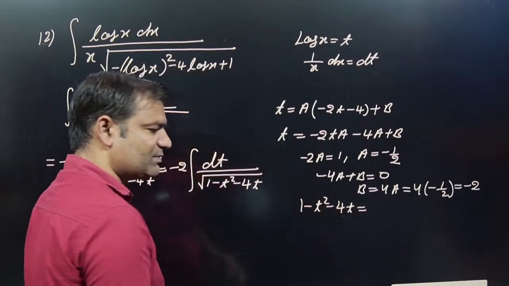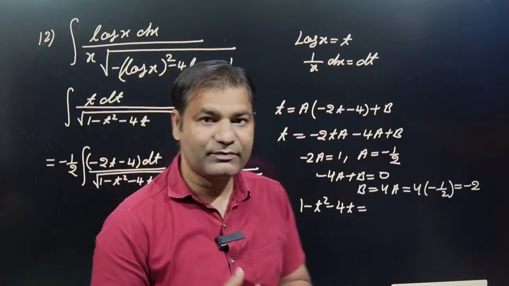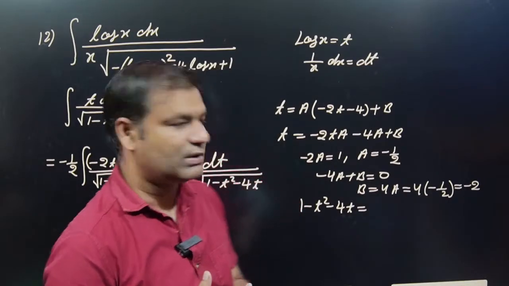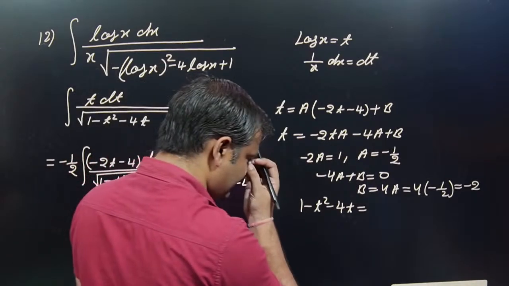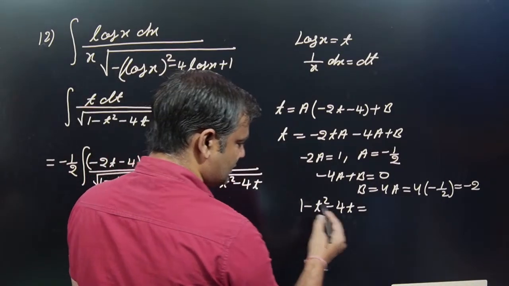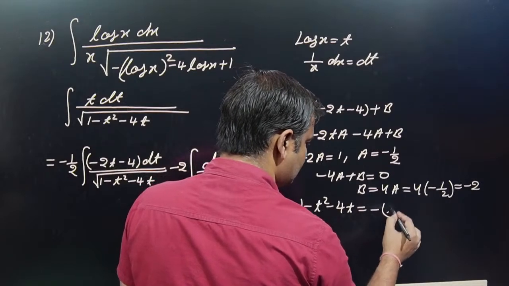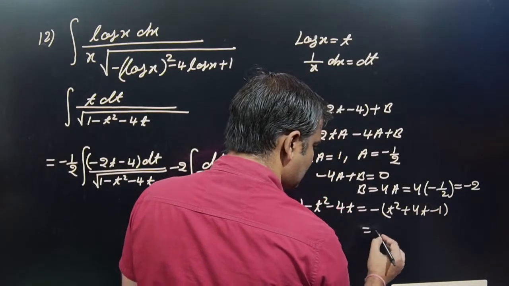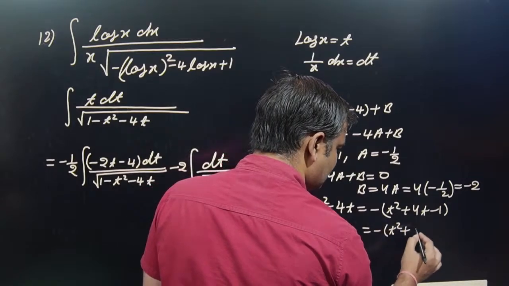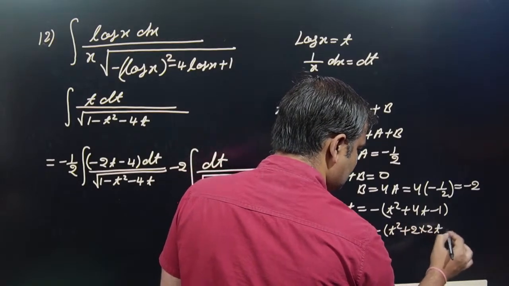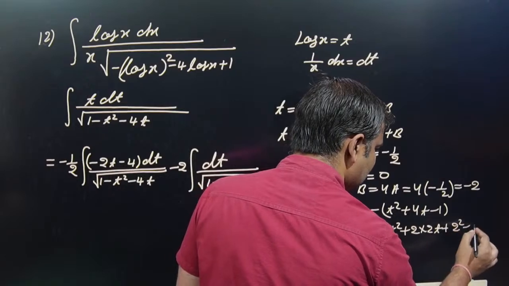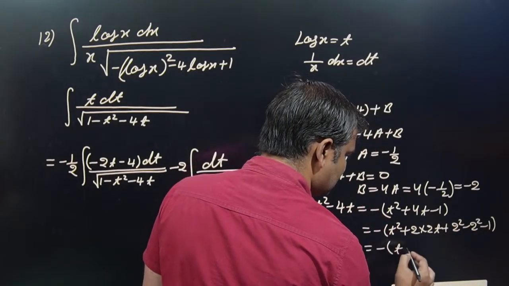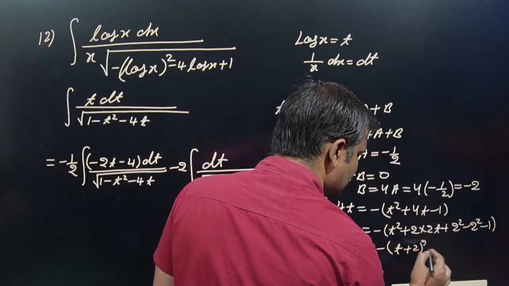So before making the perfect square, first of all make the t square coefficient positive and 1. Okay, positive and also 1. So that's why minus common. So this one is t square plus 4t minus 1. So here t square, this one 2 into t. So 2 square adding and minus 2 square subtracting, and here minus 1. So minus 1, that one t plus 2 to the whole square.